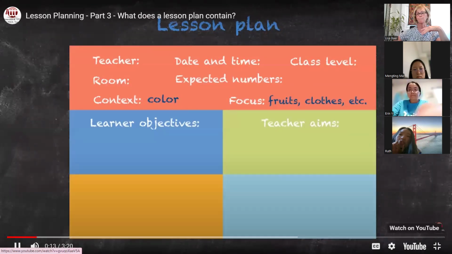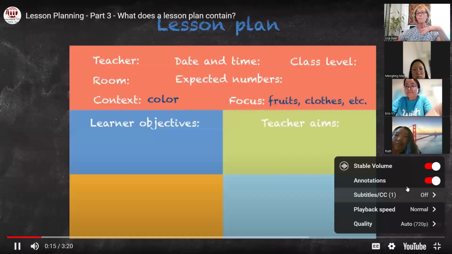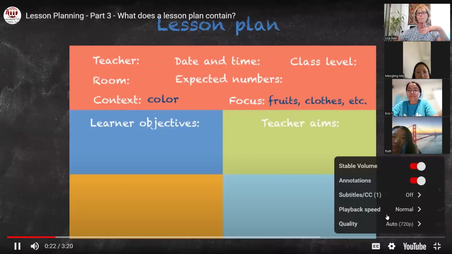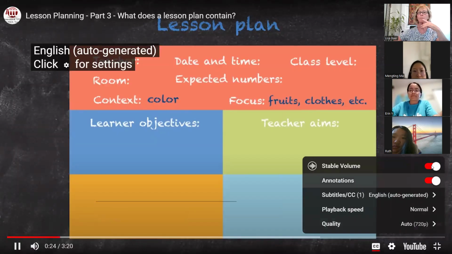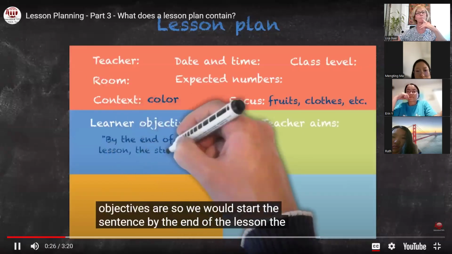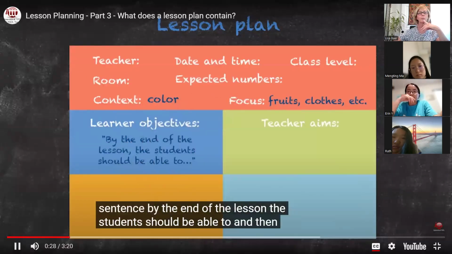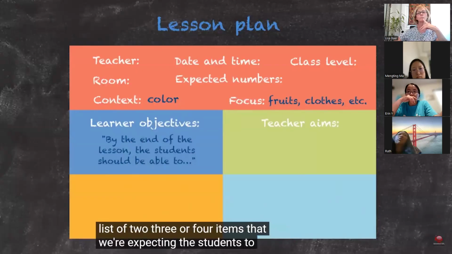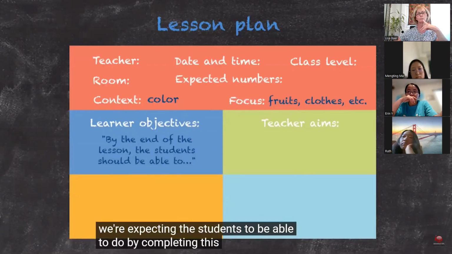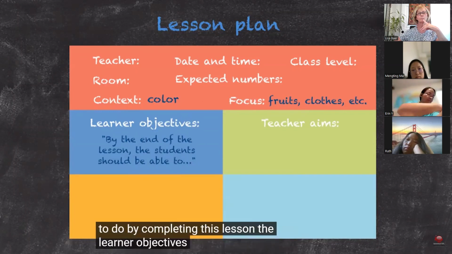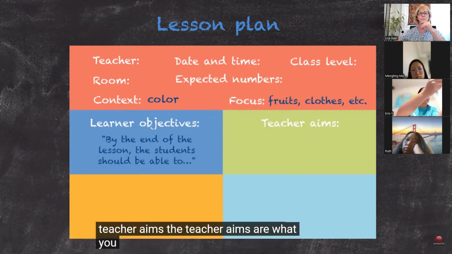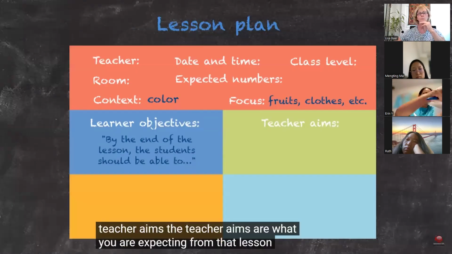Objectives relate to what we're hoping the students are going to be able to do by the end of your lesson. And quite often that can be a useful way of writing out what the objectives are. So we would start the sentence, by the end of the lesson, the students should be able to, and then a list of 2, 3, or 4 items that we're expecting the students to be able to do by completing this lesson. The learner objectives are different to the teacher aims. The teacher aims are what you are expecting from that lesson itself.